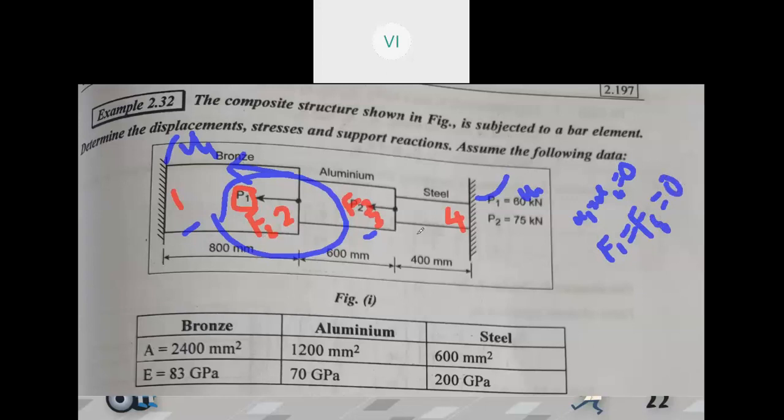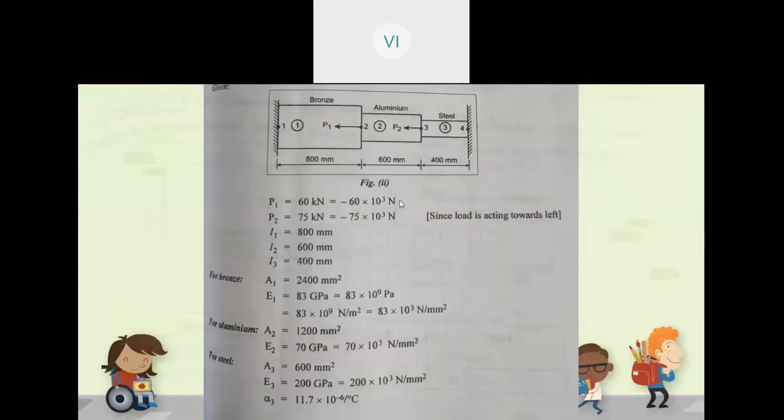So you need to find out F2 and F3, which we already know. So we easily find U2 and U3 using this formula. They are giving the area and E of each element, so go with the first item, the given data. All the given data is written.